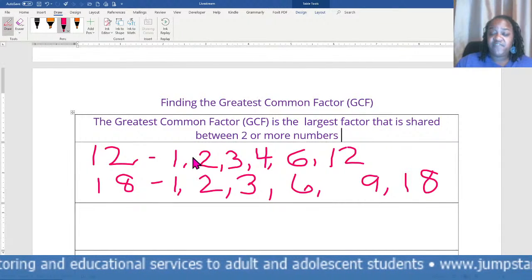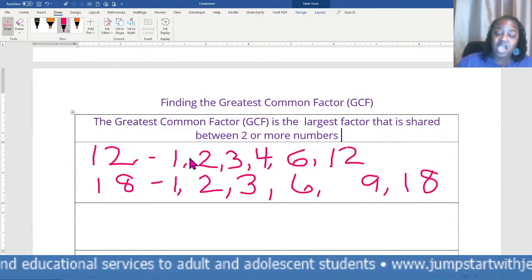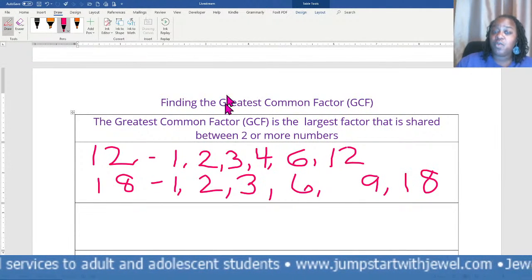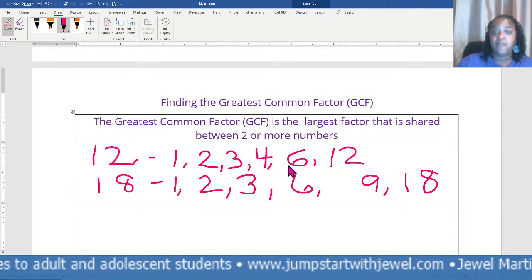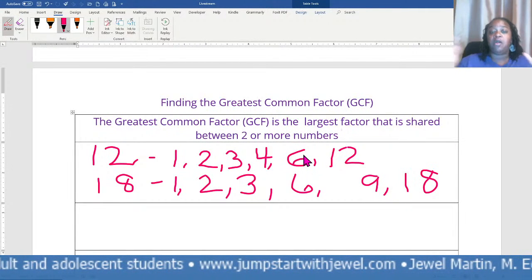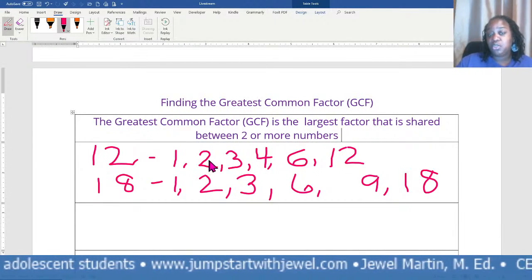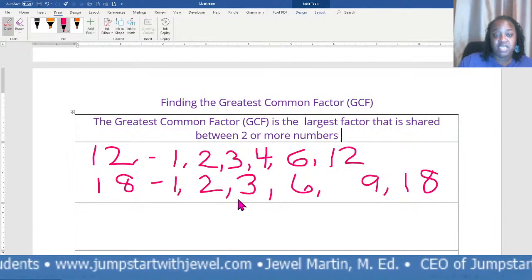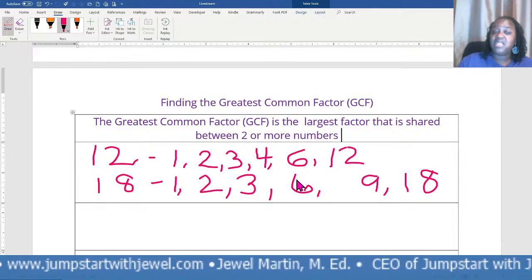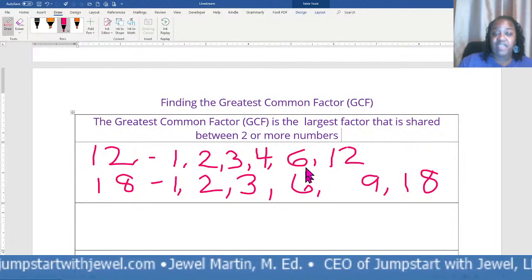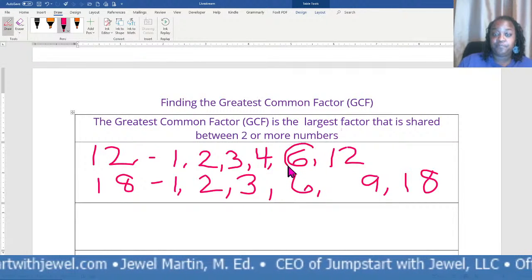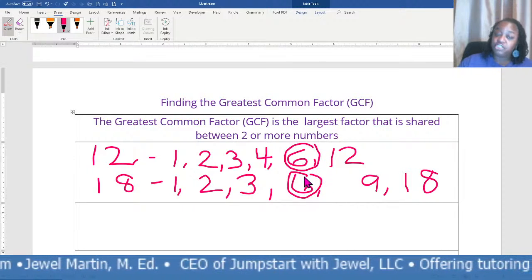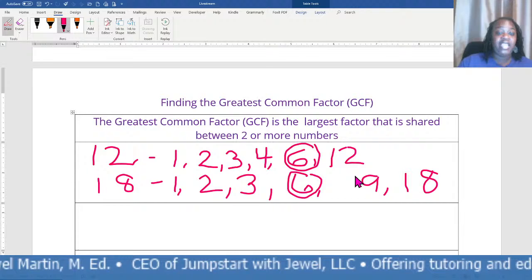So if you're trying to find the GCF, the greatest common factor of 12 and 18, you look at your list and you see what numbers you have in common. What number is the same? What's the largest number that's the same? So 2 is a common factor of 12 and 18. 3 is a common factor of 12 and 18. But the largest, the greatest common factor, is going to be 6. So 6 is your greatest common factor, your GCF, for the numbers 12 and 18.